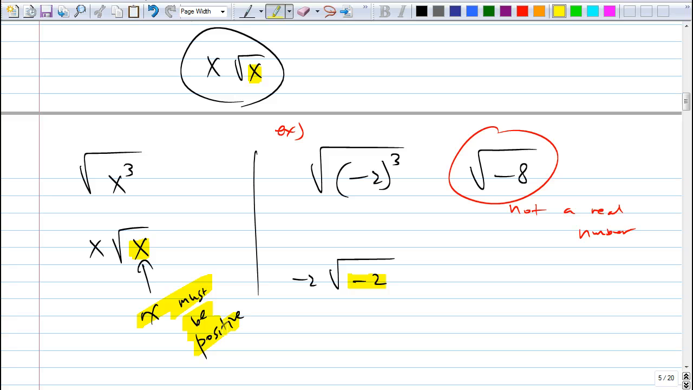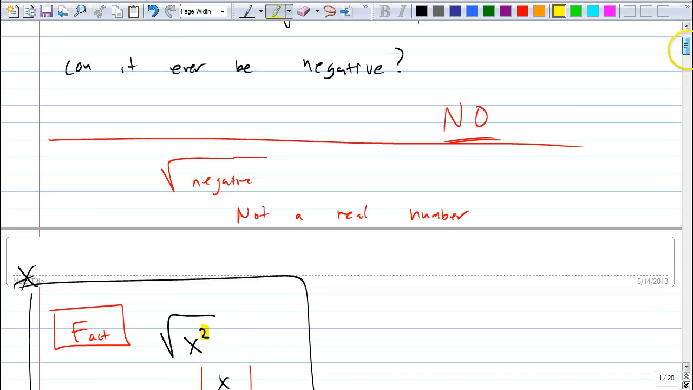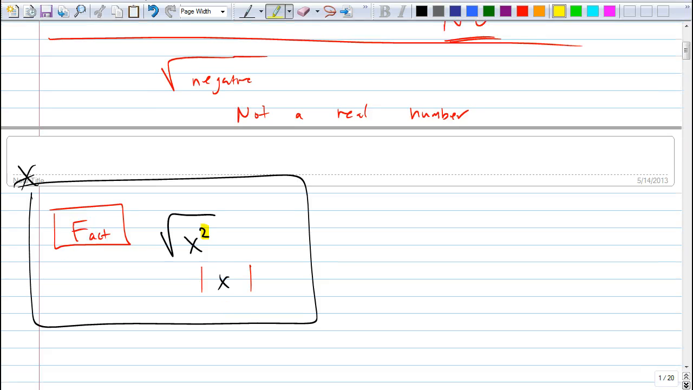Okay. So when you have the square root of x to an odd power, you don't need to put the absolute value. But when you have the square root of an even power, you do need to put the absolute value. Like the square root of x squared, that was an even power. You do need the absolute value. But there are times where you won't need the absolute value even if it's even. We'll get there in a minute, but for now, this is good. Are you okay with this?